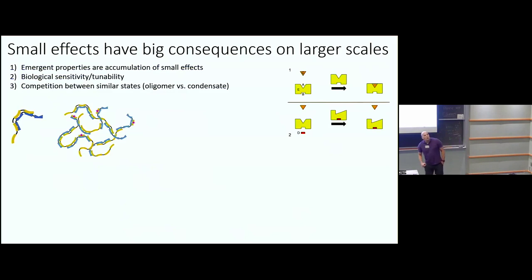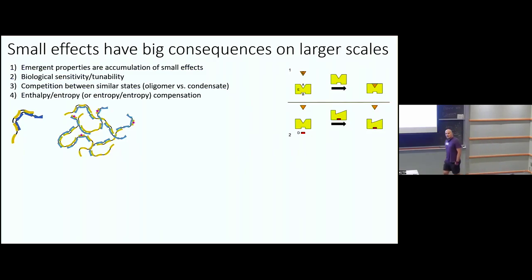Third, we are looking at a competition between very similar states. So this is an example here. This molecule in a homodimer is in a very similar chemical environment to these molecules that are immersed in the dense phase. And there are very small differences in the free energies between these different phases. And so we're looking at very small changes from one state to the other.